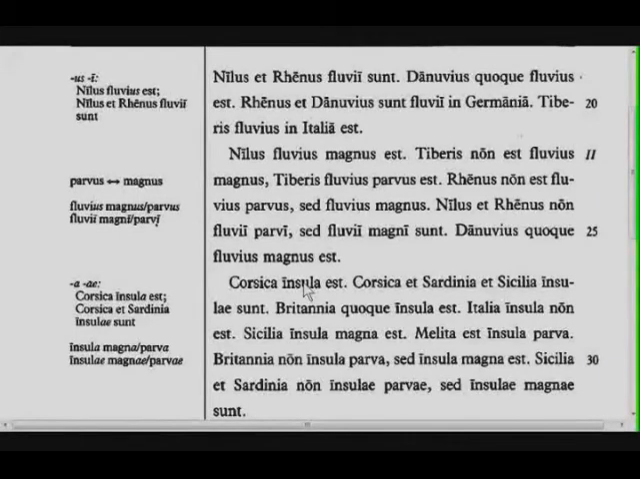That's important because the adjectives that go with them, like I said earlier, match that gender. And so you need to know the genders of your nouns.